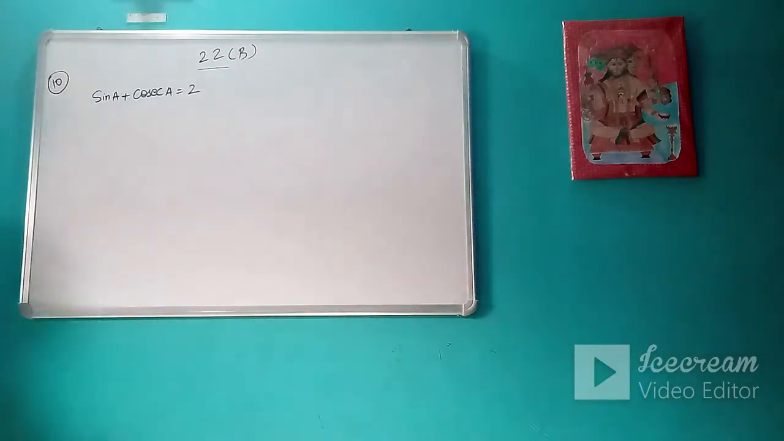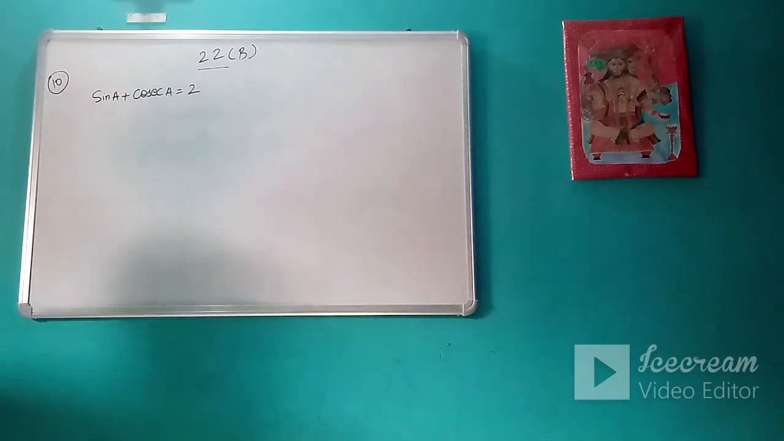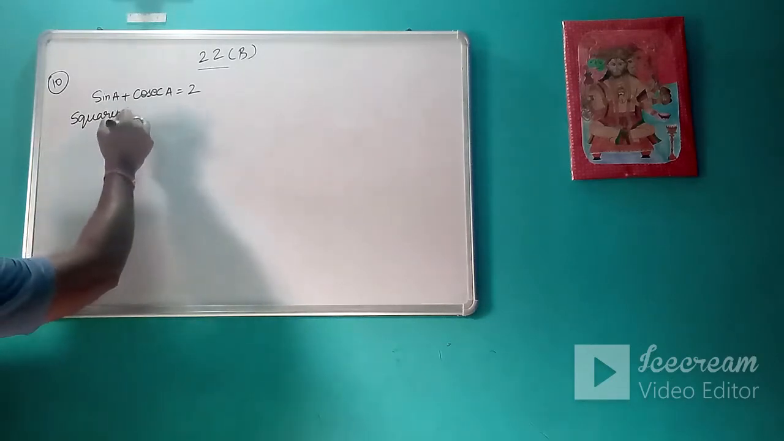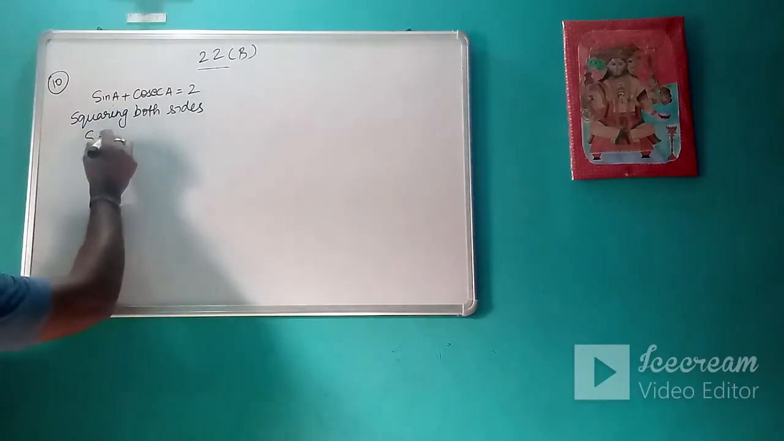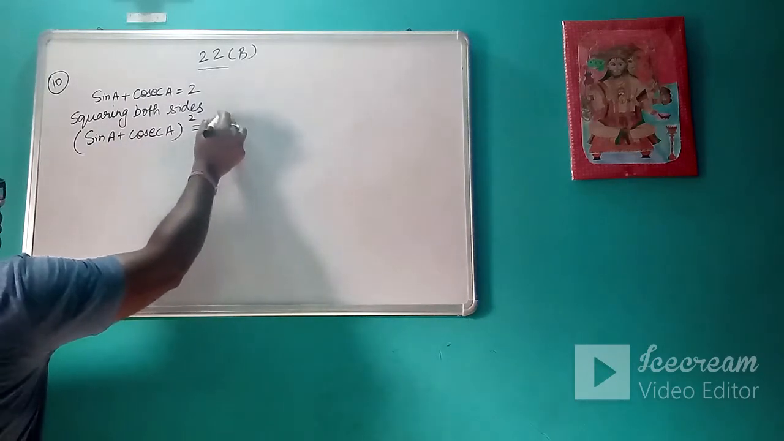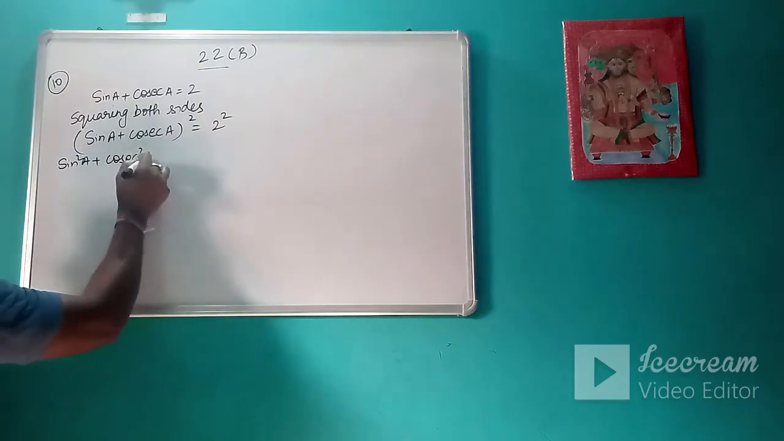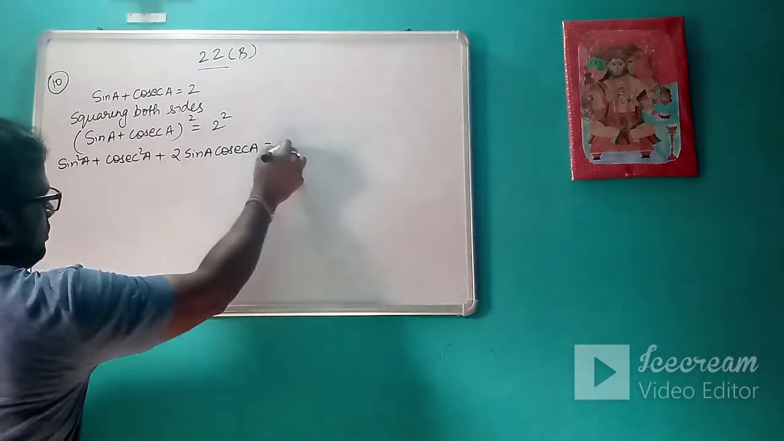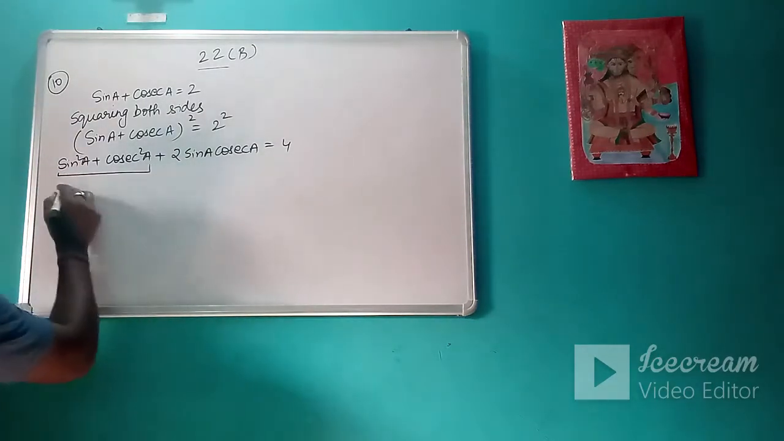Okay, let's discuss one more type. Suppose sin A plus cosec A is given, equal to 2, and we have to find the value of sin square A plus cosec square A. So what we will do? We will do squaring both sides. So it is (sin A plus cosec A) whole square equal to 2 square. So we will use a square plus b square plus 2ab, that is sin square A plus cosec square A plus 2 sin A into cosec A is equal to 4. Okay, so this is our desired value.